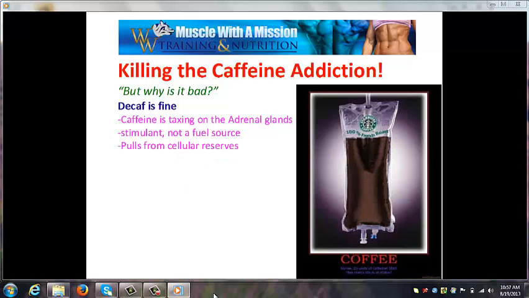Okay? Next off, it pulls from cellular reserves. If you don't eat for 3 hours or 5 hours, you might get hungry, but you can still keep going. It's not good to, but you can still keep pushing past a certain point if you've been living a balanced life, a balanced nutrition plan, because you have cellular reserves. Well, a stimulant pulls from those cellular reserves.